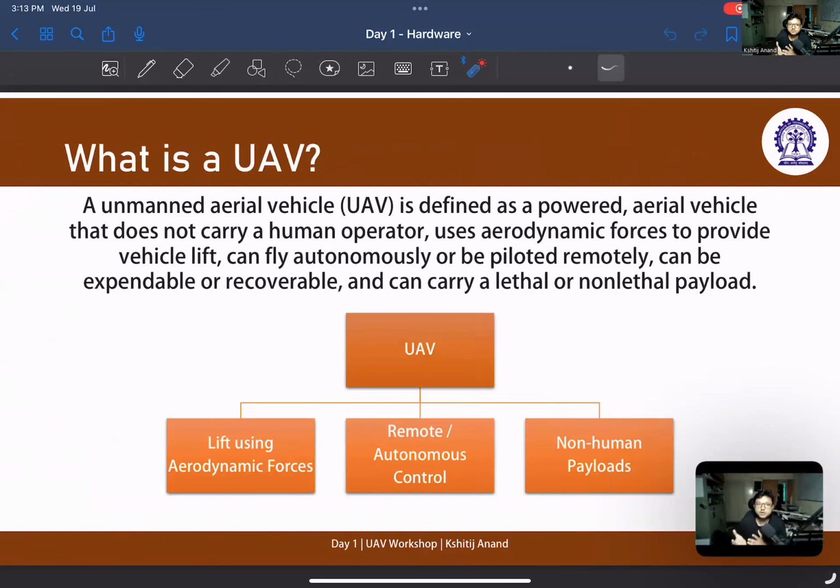So what is a UAV? There is no strict definition. However, one of the dictionary definitions picked up from Google is that an unmanned aerial vehicle is defined as a powered aerial vehicle that does not carry a human operator. It uses aerodynamic forces to provide vehicle lift, and it can fly autonomously or be piloted remotely, and can be expendable or recoverable. It does not necessarily have to be so, and can carry a lethal or non-lethal payload.